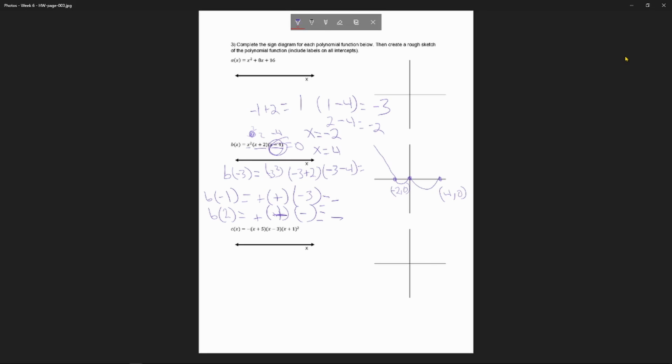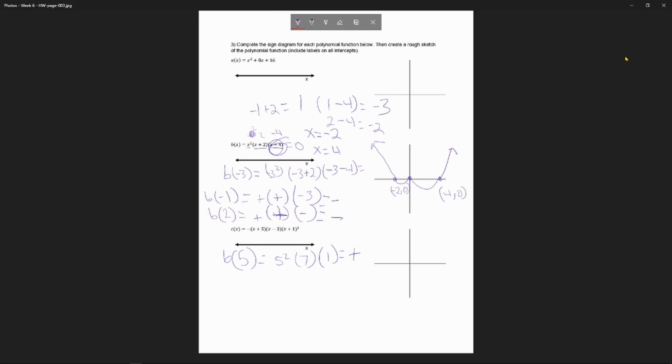And now we can try an x value that's greater than 4. We'll try x equals 5. So if we plug in 5 into x squared, we'll get 5 squared. Plug in 5 into x plus 2, we'll get 7. If we plug in 5 into x minus 4, we'll get 1. And that will all give us a big positive number. And we'll just finish the graph off going this way. And that's more or less what your graph is going to look like. If you want to check yourself, plug this into a graphing calculator, and I promise you the graph will look more or less like this.